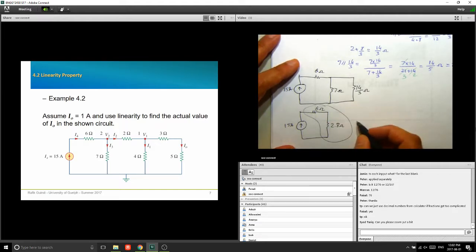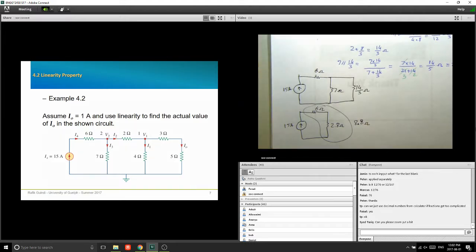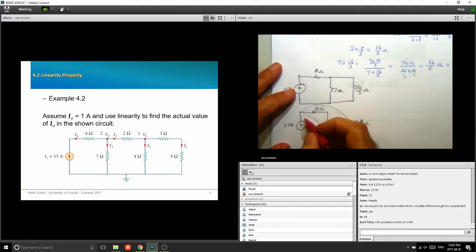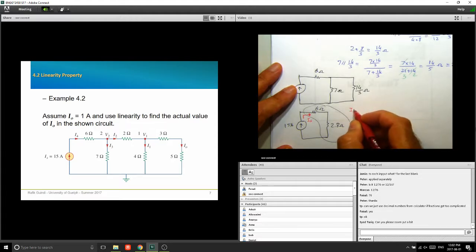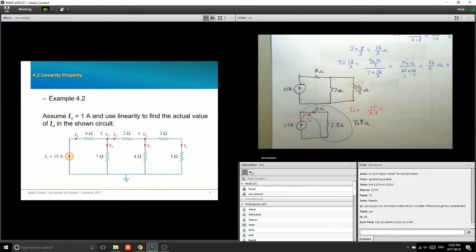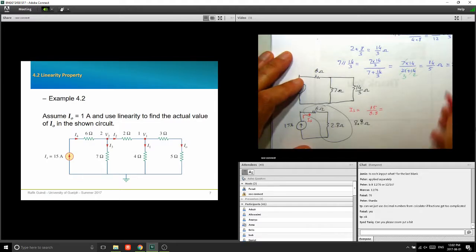Now these two together, that's 8.8 ohm. And it would give you current here, I'm going to call that IS, of 15/8.8. Okay, not a very nice number either. But if we say 14/5, yeah, maybe we can do that. 14/5 plus 6.